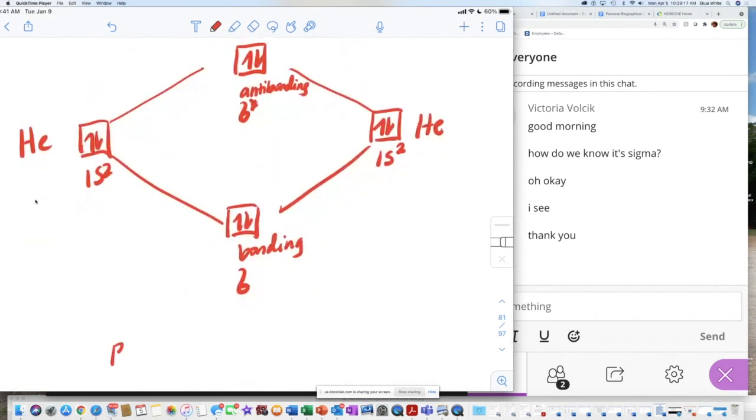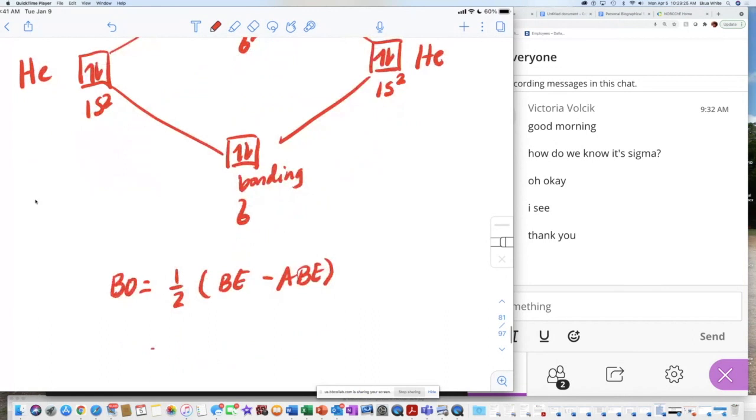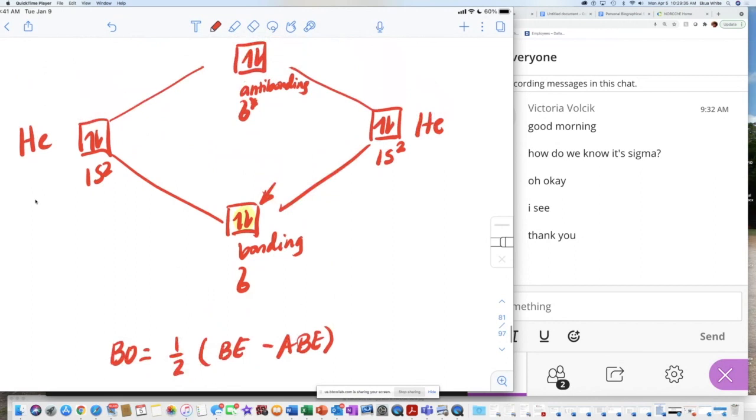Now I have to figure out my bond order. My bond order is 1/2 times bonding electrons minus anti-bonding electrons. Okay, 1/2 bonding electrons. I had 2, right? These 2 right here. And then anti-bonding electrons, I also have 2.